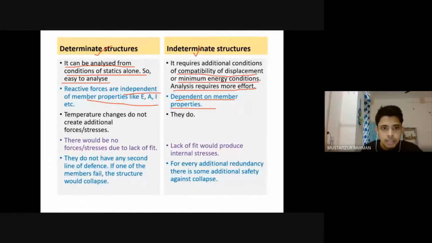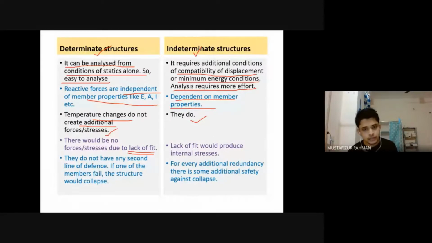Then in determinate structure, temperature changes do not create additional forces or stresses. Temperature changes will lead to what? The member will be expanding or contracting due to temperature changes, and that will not create additional forces or stresses, but in case of indeterminate, they will. There would be no forces or stresses due to lack of fit in case of determinate structure, and lack of fit would produce internal stresses in case of indeterminate structure.